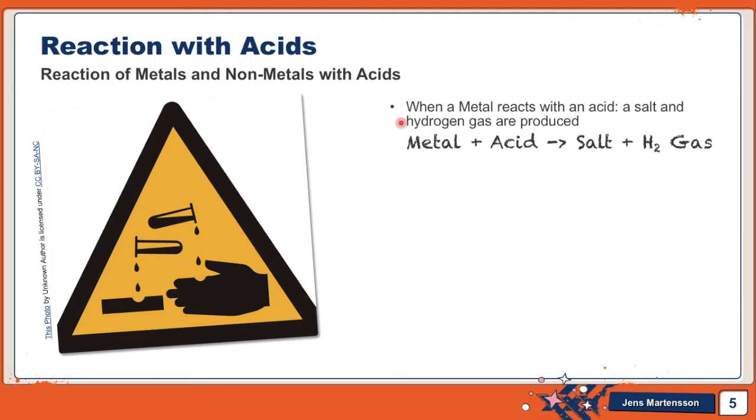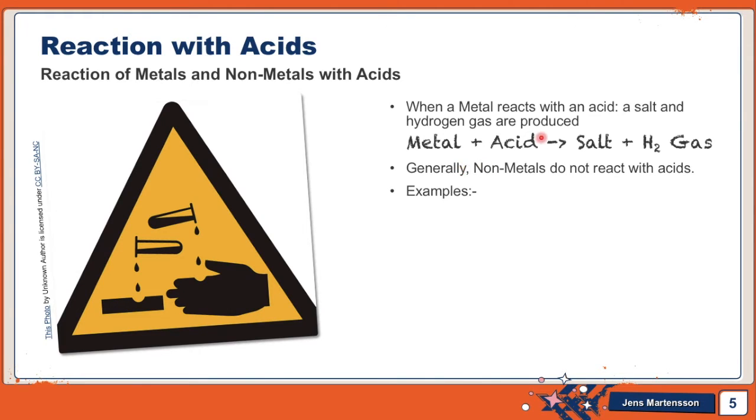Okay, so when a metal reacts with acid, a salt and hydrogen gas are produced. This is the base reaction of it. If a metal is mixed with an acid, metal plus acid, it will give a salt and hydrogen gas. So what about non-metals? Non-metals generally do not react with acid.